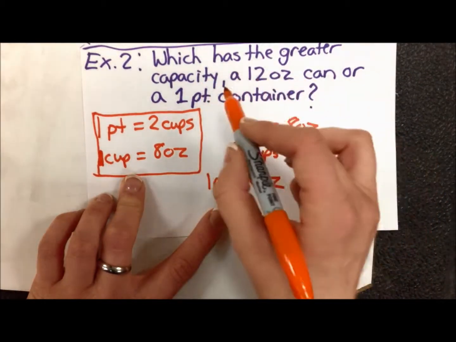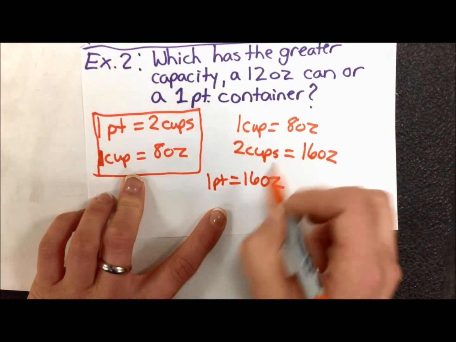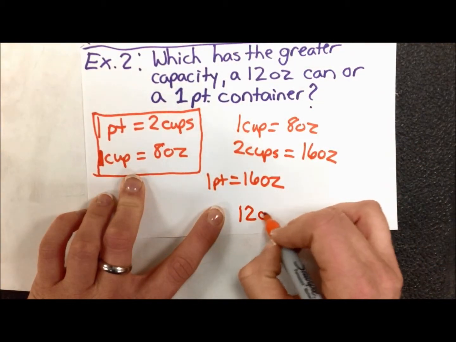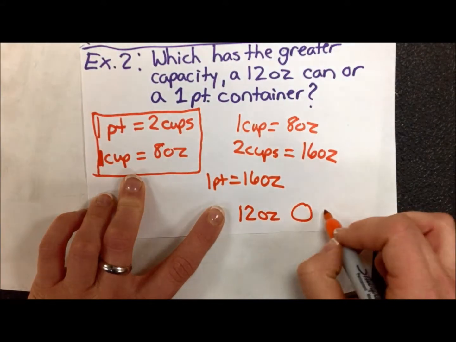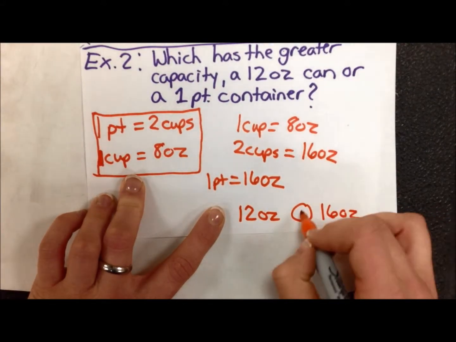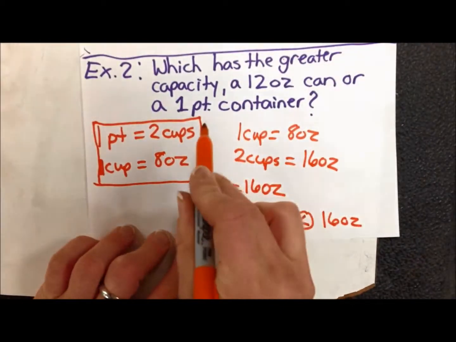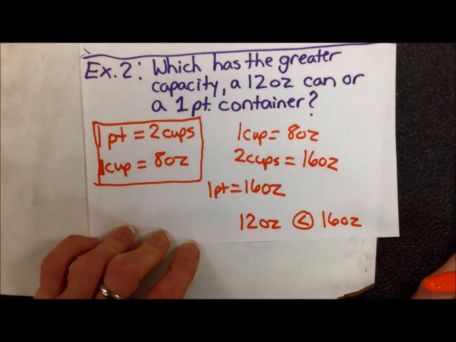So which has the greater capacity, a 12-ounce can or a 1-pint container? Well, 12 ounces compared to 16 ounces, we can definitely tell that 1 pint is greater than a 12-ounce can.